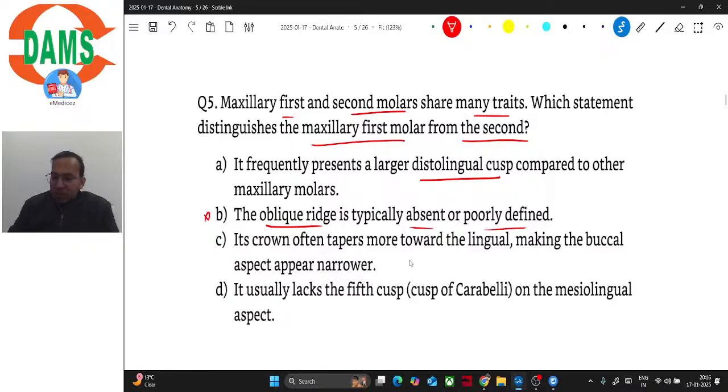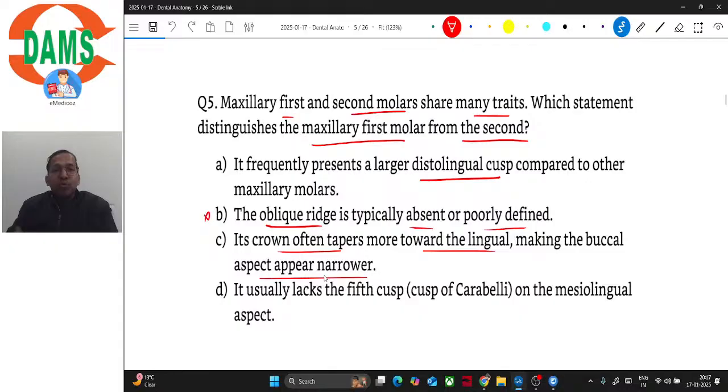Its crown often tapers more towards the lingual, making the buccal aspect appear narrower. Maybe, right? It may be possible. So it may be seen in some teeth. It is not always. It is not a rule, right? The cusp of Carabelli may be underdeveloped. The mesiolingual cusp may be underdeveloped. So it may or may not be seen, right?